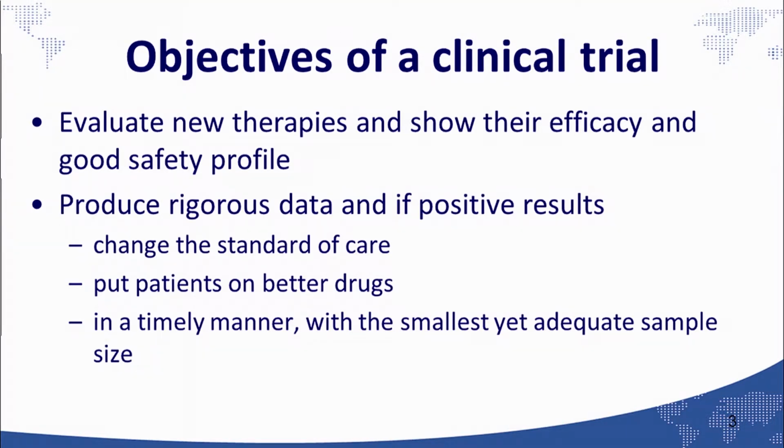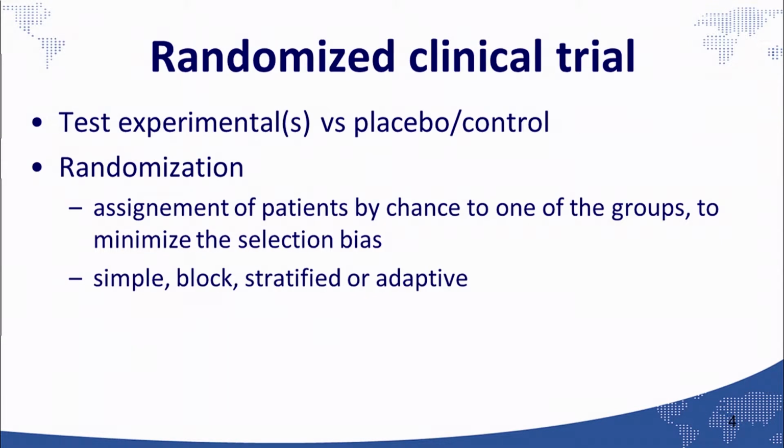So what are the objectives of a clinical trial? It's to evaluate new therapies and show their efficacy and good safety profile, to produce rigorous data, and if positive results, then it's to change the standard of care, to put patients on better drugs in a timely manner with the smallest yet adequate sample size. For this, there is a gold standard, which is a randomized clinical trial.